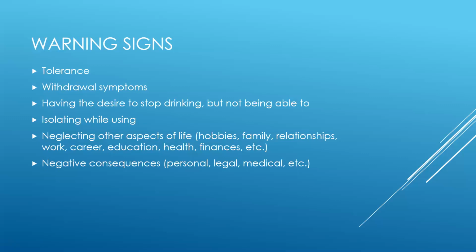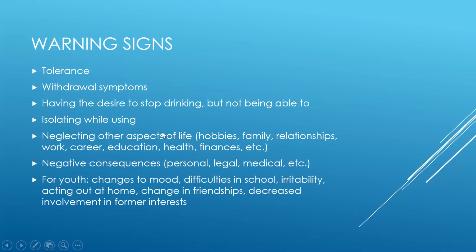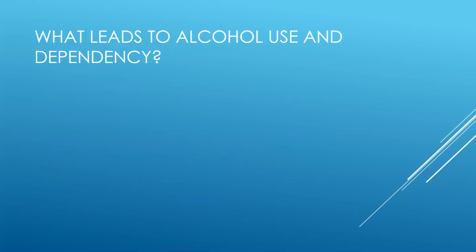And I think most importantly, there are so many personal life consequences, which come from the neglect that starts to build up in the early stages of becoming more abusive of your alcohol intake, especially with relationships with other people. And then especially for youth, and we are going to have a section at the end of this presentation talking about some youth prevention aspects, changes to mood, difficulties with school and at home, changes in friendships, really decreased involvement in former interests, especially extracurricular activities, a huge increase in irritability, sometimes mood swings, and again, a lot more of what we would call acting out behaviors. Which then leads to the very interesting question, what exactly is it that eventually leads to alcohol use and dependency?